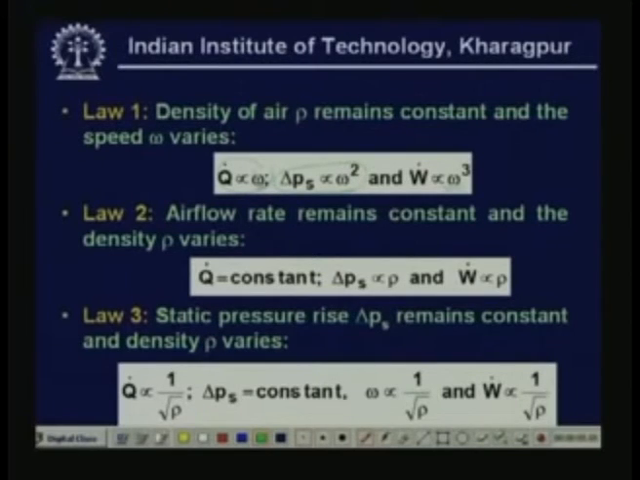So, what is the use of this law? The use of this law is that, for example, when the density of air is remaining constant and I increase the speed, let us say that I double it. The fan is running at 10 revolutions per second. I keep the density constant and increase the rotative speed to 20 revolutions per second. So, I would like to find out at these new conditions what is the new flow rate. Fan law 1 states that Q is directly proportional to omega, that means if you double the rotative speed, Q also becomes double.